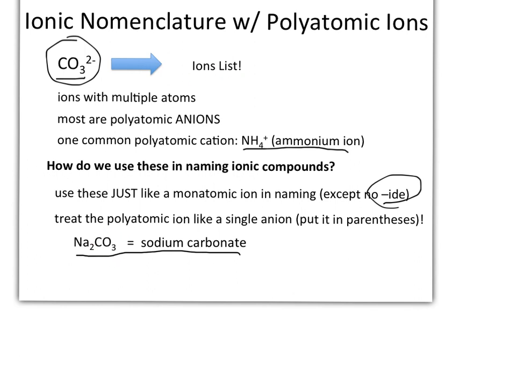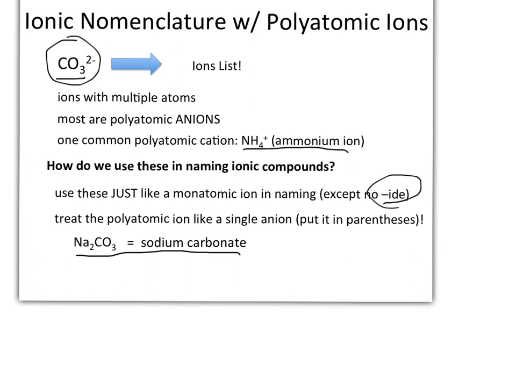So how do I go about naming this? Okay, well, just like I would with the monatomic ion naming setup, I name the positively charged cation first, which in this case is sodium. Carbonate is the name of this polyatomic ion, so sodium carbonate. Okay, there's no IDE ending. We just name it with the polyatomic name of that ion. So it's really straightforward in that sense.